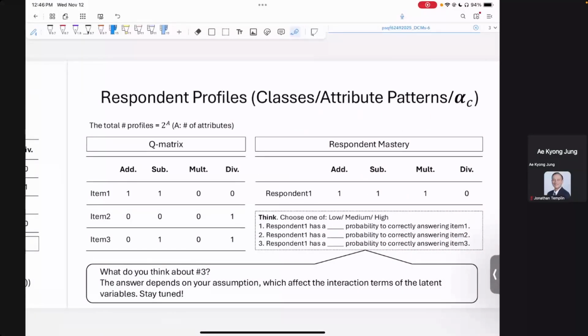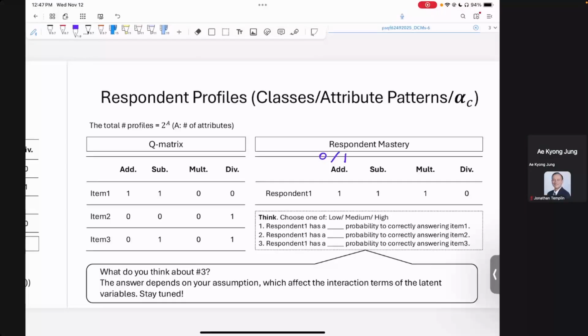This is the respondent's profile, or class, or attribute pattern, which is denoted with alpha C. C is a class. When the number of attributes is A, then the total number of profiles that we can get is 2 to the A. Let's see how. When a class has mastered an attribute, such as addition, it will be 1. If they have not mastered it, then it'll be 0.